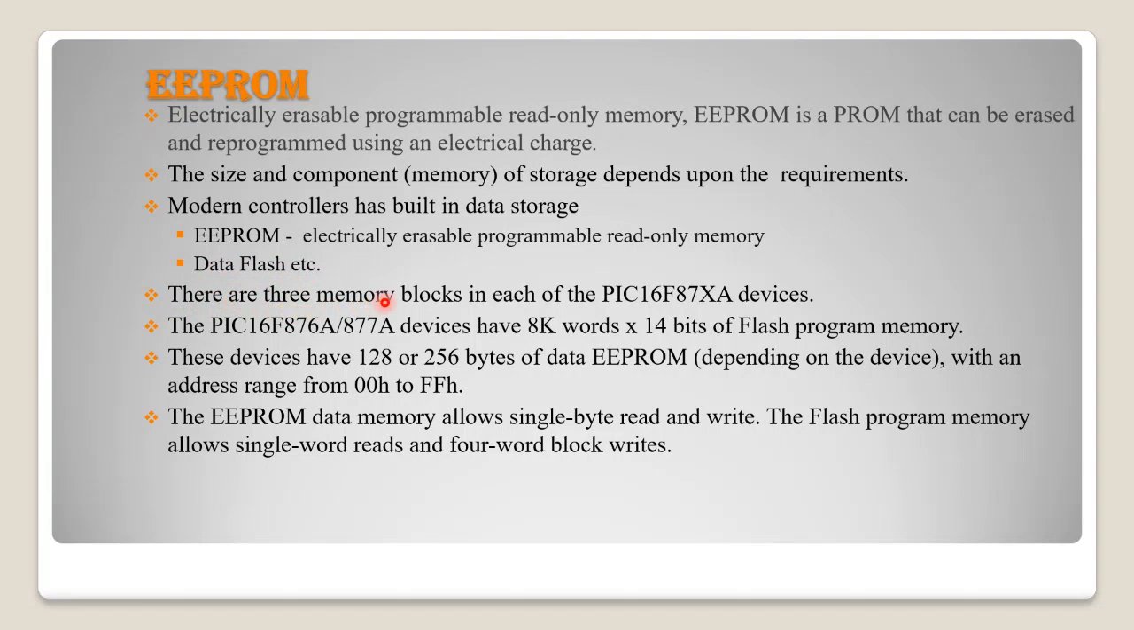There are three memory blocks in each of the PIC16F87XA devices. The PIC16F876A or 877A devices have 8K words by 14 bits of flash program memory. These devices have 128 or 256 bytes of data EEPROM with an address range from 00H to FFH. The EEPROM data memory allows single byte read and write. The flash program memory allows single word reads and four-word block writes.